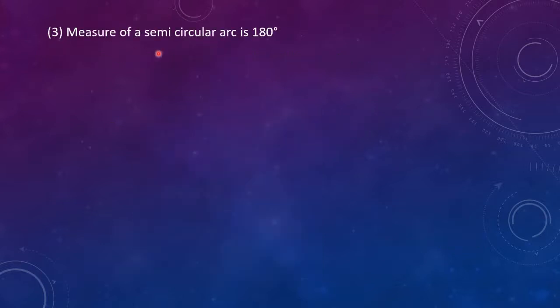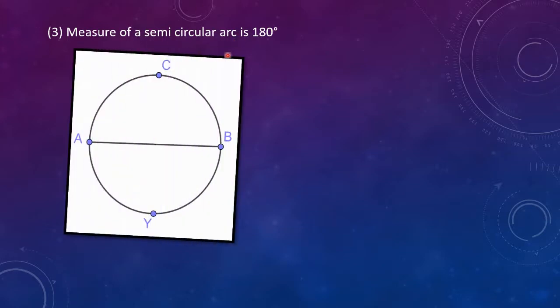Third property: the measure of a semicircular arc is 180 degrees. In this circle, AB is the diameter of the circle, and ACB and AYB are both semicircular arcs. We know that the measure of a semicircle is 180 degrees. Hence, the measure of a semicircular arc will also be 180 degrees. Therefore, the measure of arc ACB is 180 degrees. Similarly, the measure of arc AYB is 180 degrees.